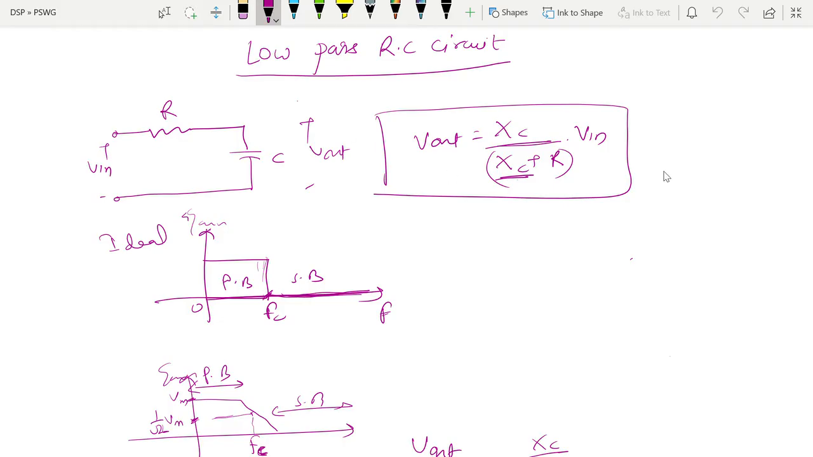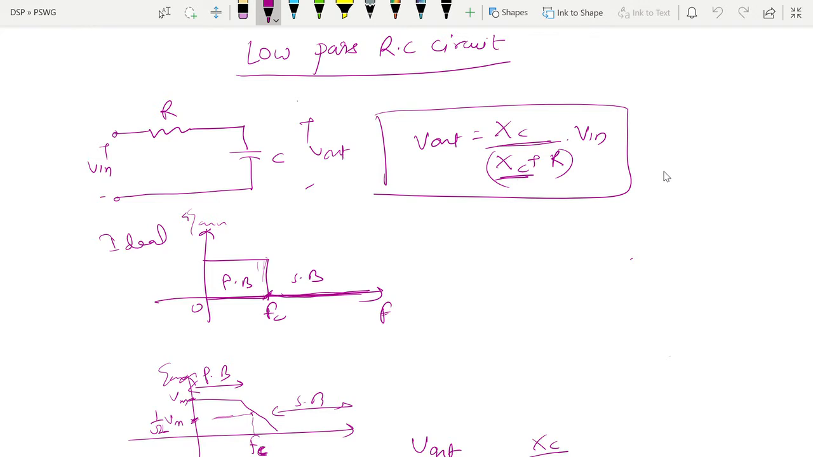Hello students. Today we are discussing the low pass RC circuit. So this is the low pass RC circuit. We have R and C here, and we put the input here and get the output here. The output will be the voltage across this capacitor divided by this whole.